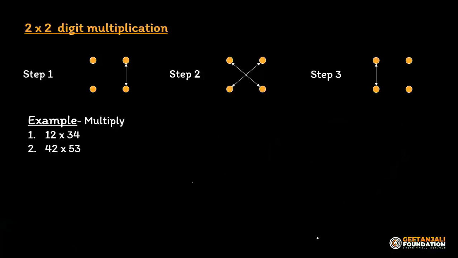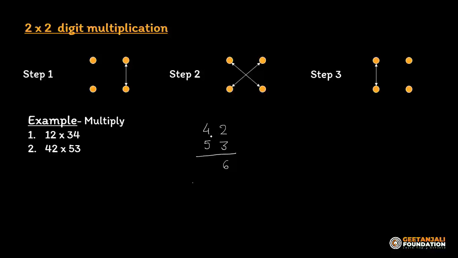Okay, now let me take the second example. It is 42 times 53. So what we have to do, we start with the rightmost column. 2 times 3 is 6. So we will write 6 here. And there is no carry, so it's fine. We will not write any carry.